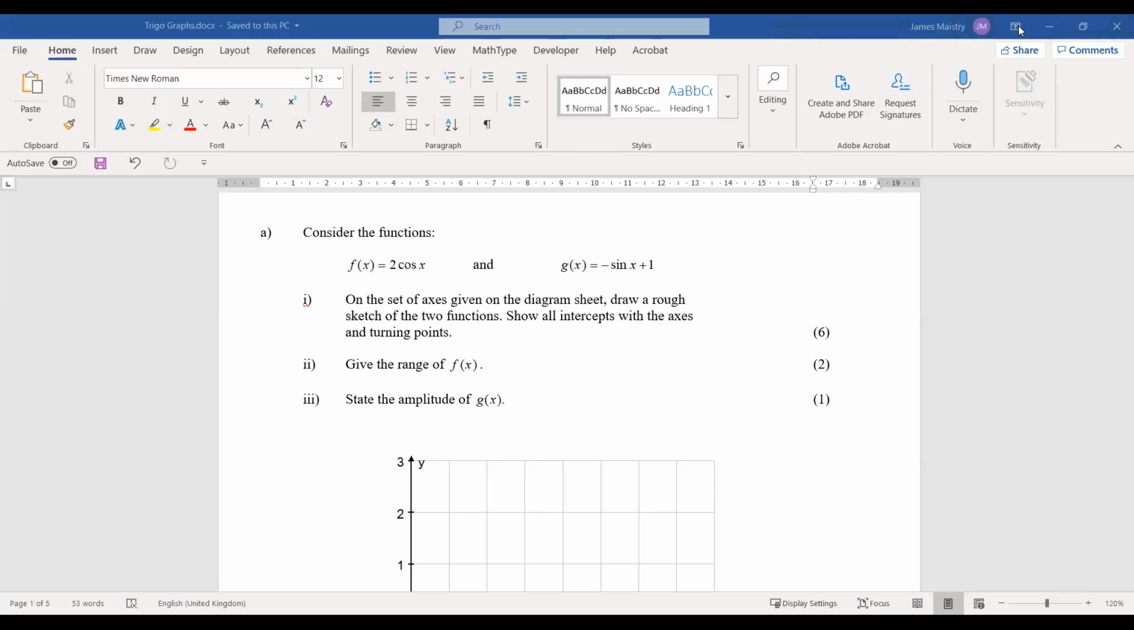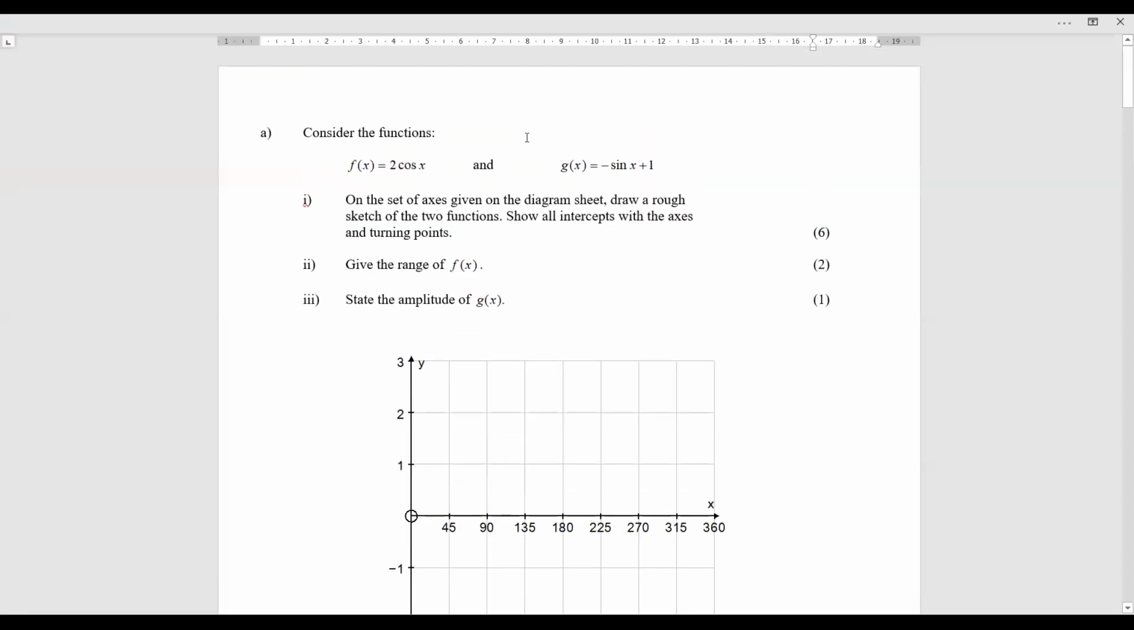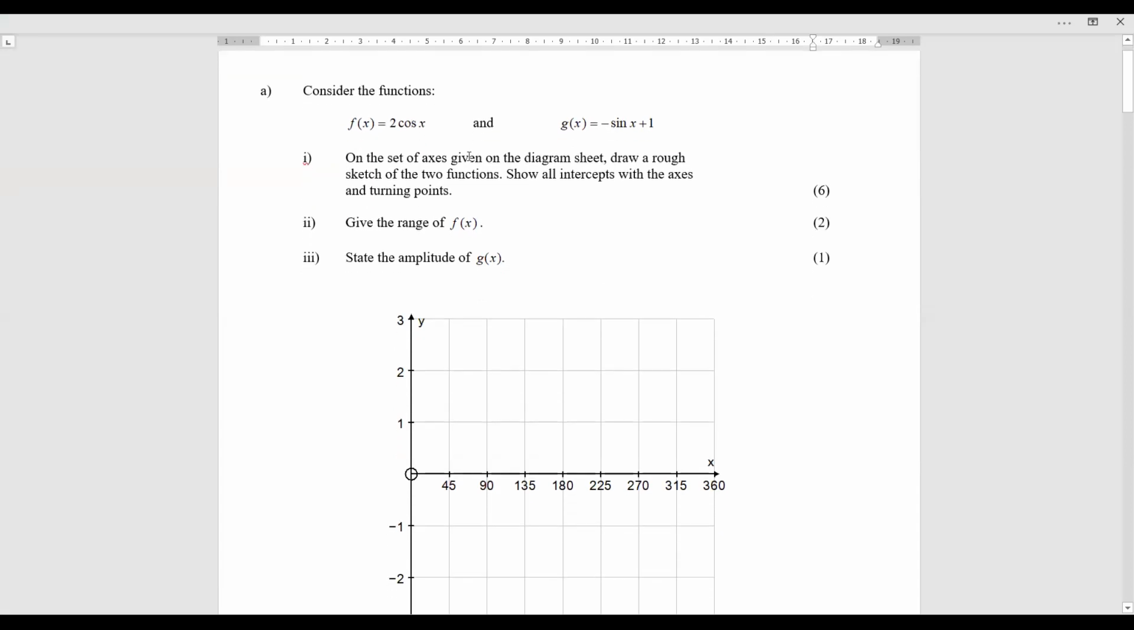Yes, sir. Right, this question now is about trig graphs. So let's look at the first question. It says, consider the functions f of x equals 2 cos x and g of x is equal to minus sine x plus 1. I want you to write these two functions down because I'm going to share a calculator with you. So quickly write this down. We're going to use a calculator that's going to assist us in drawing those two graphs.